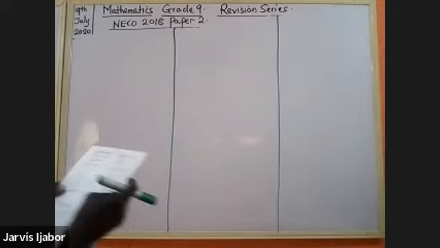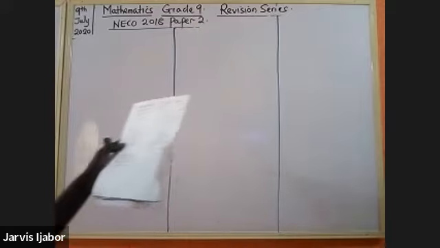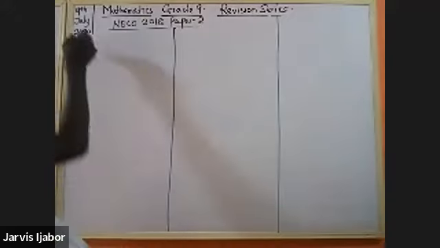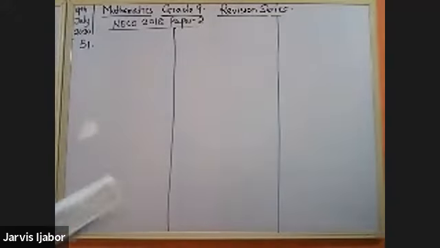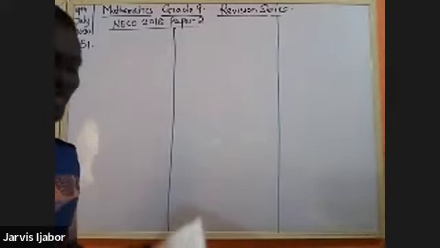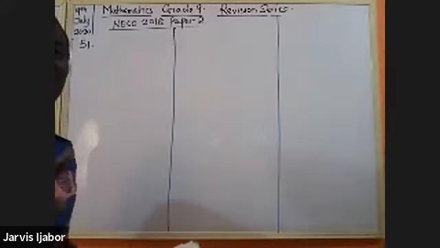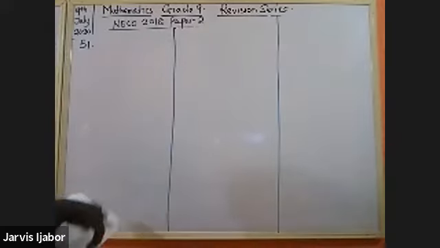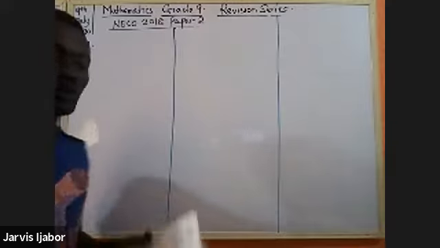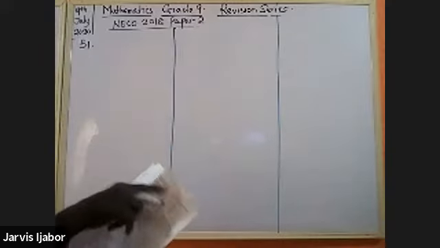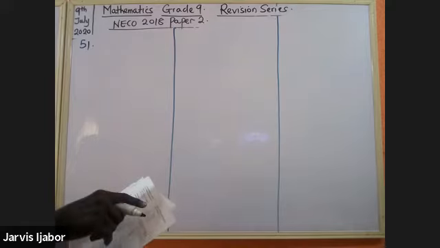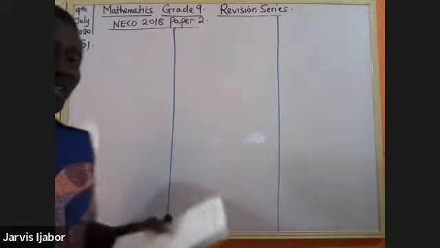So we'll go to 51. It says, if 60% is the pass mark, how many students failed the exam? So it means anybody who scored below 60 has failed. So what you need to do is to look for how many persons. Okay, that's quite simple now.